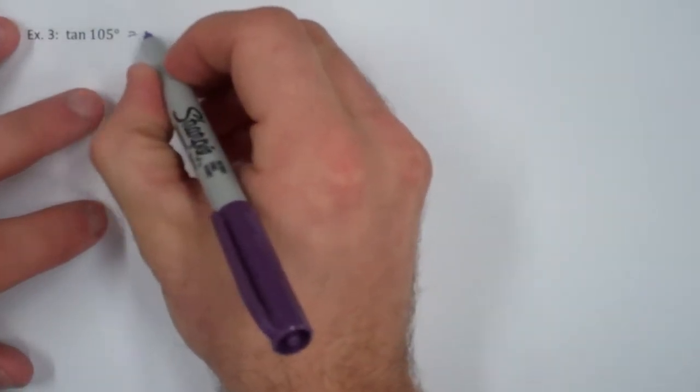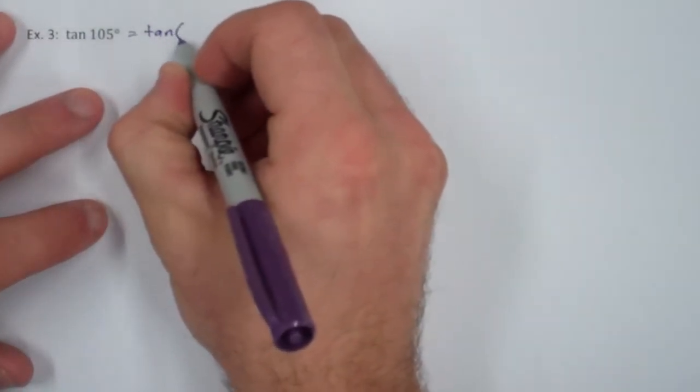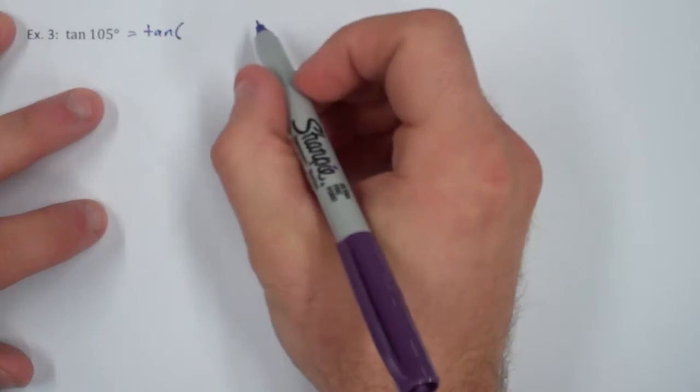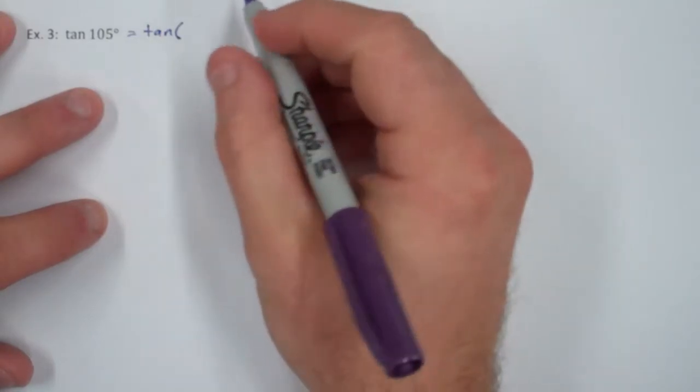In example 3, we need to find the exact value of the tangent of 105. That does not appear to be one of our special right triangles. But what I'm thinking here is if we can just state this as a sum or difference of two angles, that would work. This one you could do a bunch of different ones.